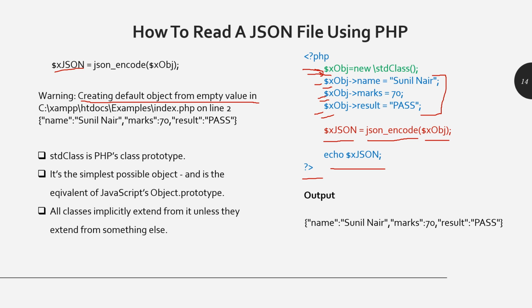you will get a warning message: creating default object from empty value. Our intention is to display an object. Why the warning? Because the PHP class prototype is not specified. It is similar to JavaScript's object prototype. So that is to be specified, which is what is specified here in this statement. So you will get an output like this. This is about reading a JSON file using PHP.